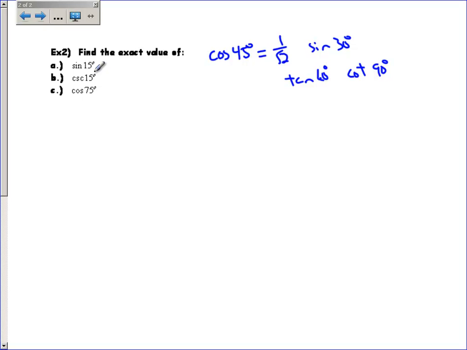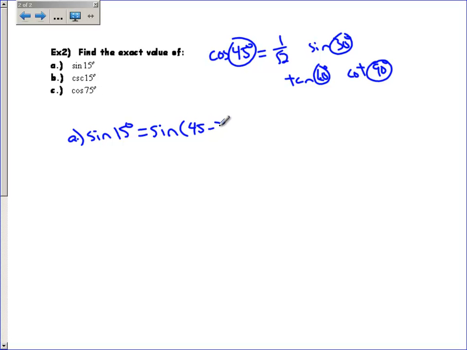Because 15 degrees is not an angle that is a special right angle. We can't just label it. But what I can do is magical. I can write 15 degrees as a combination of these other angles. So if you can figure out how to use your 30s and your 45s and your 60s and your 90s as a combination to come up with 15 degrees, then you can use your formula chart. So one example would be, this is the same thing as the sine of 45 minus 30, because 45 minus 30 is 15. These two angles are angles that I can find exact values for.